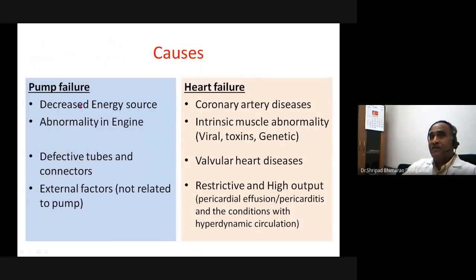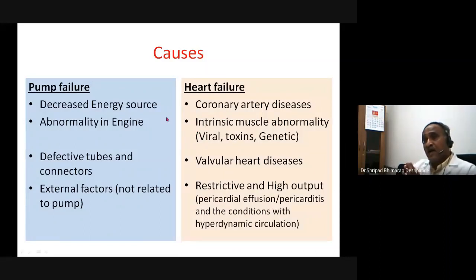The pump failure is because of the decreased energy source, the failure of the engine, the failure of the tubes and connectors, or external factors not related to these three things, that is the pump, tubes, or the energy. Then in heart failure, by analogy, the decreased energy source is coronary artery disease, that is what we call myocardial infarction or angina pectoris.